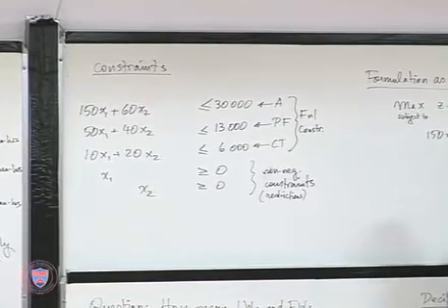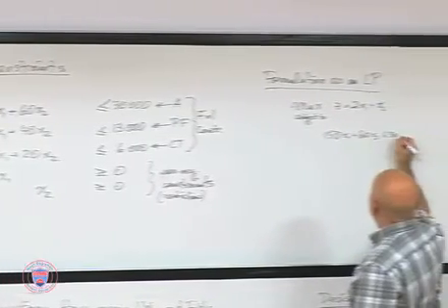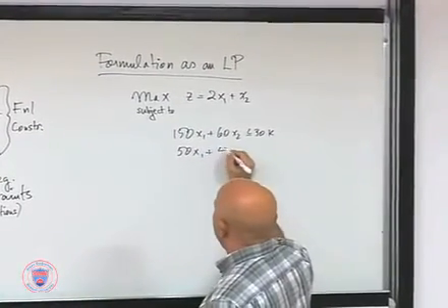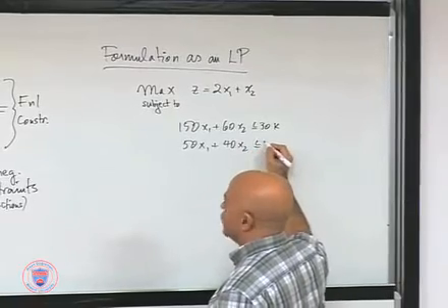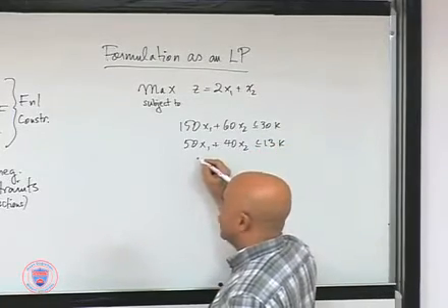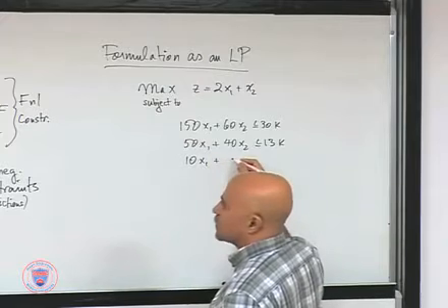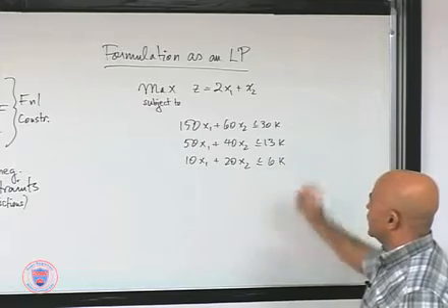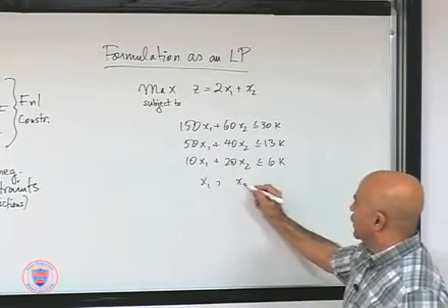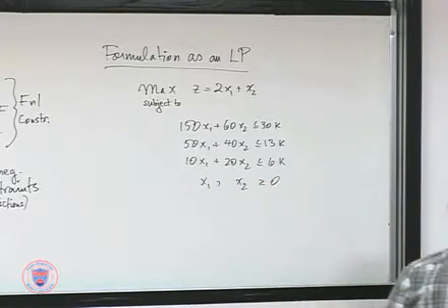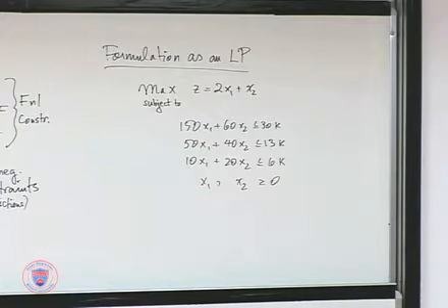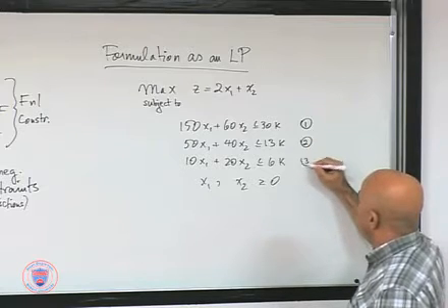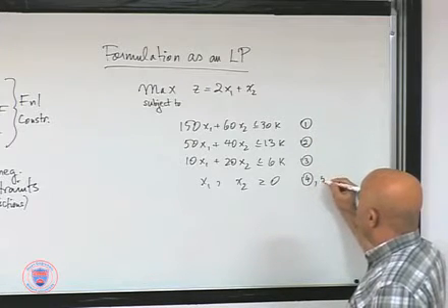100x1 plus 60x2 less than or equal to 30,000, and 50x1 plus 40x2 is less than or equal to 13,000. And finally, 10x1 plus 20x2 is less than or equal to 6,000, and non-negativity. So I've got 5 constraints here. Okay? Let's call them number 1, number 2, number 3, number 4, and number 5.